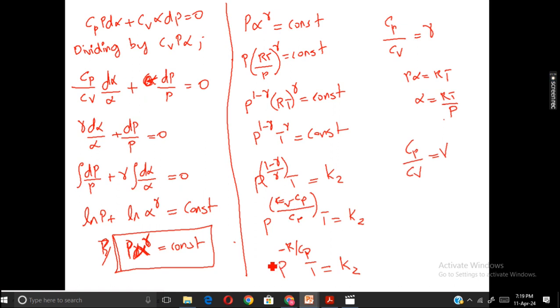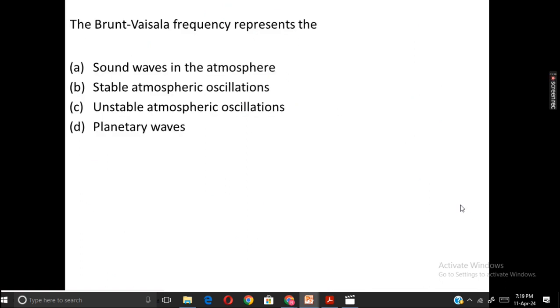So P raised to minus R by Cp into T is equal to a constant. Let this be equation 3. This one we got from the mathematical expression for the adiabatic process, P alpha raised to gamma is equal to constant. We substituted alpha from the ideal gas equation, then R raised to gamma was also taken to the right hand side, and then another constant K2 we defined. Finally we got the expression P raised to minus R by Cp into T is equal to a constant, that is the K2.